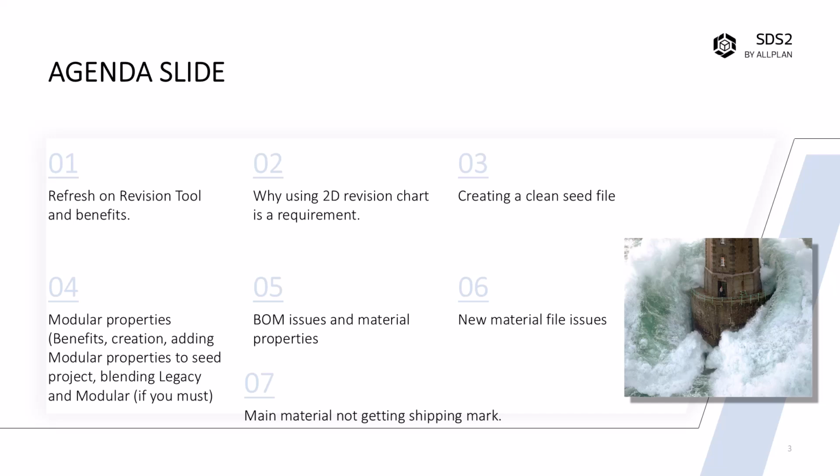I'm going to bring up a couple of issues with the BOM and material properties. We're going to look at the issues with the new 16th edition and 12th edition material files, which will be fixed in 2025. And we're also going to take a look at just one example of why your main material is not getting the shipping mark. And for those that remember the 6.2 seminar, I plugged a little picture there on the right-hand side.